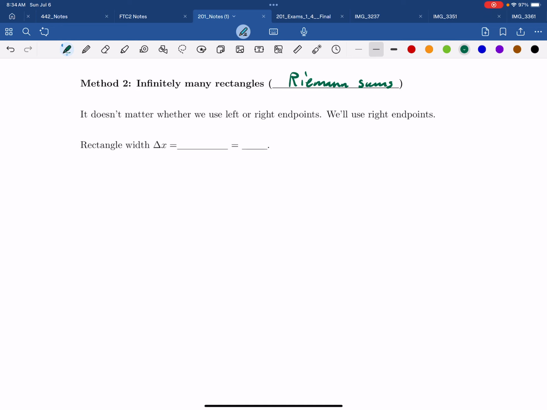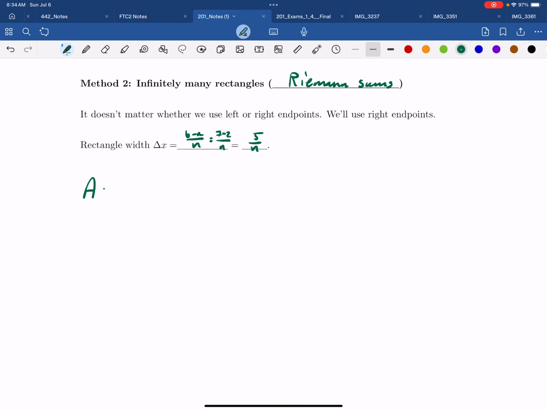Anyway, as the book notes, it doesn't matter whether we use left or right-hand endpoints, but it's easiest to use right endpoints, so that's what we're going to do. The rectangle width is always the same. It's delta x, it's b minus a over n. So it's going to be 5 over n in our case.